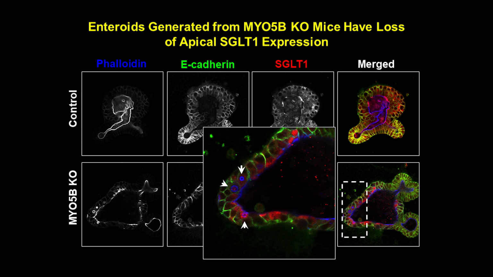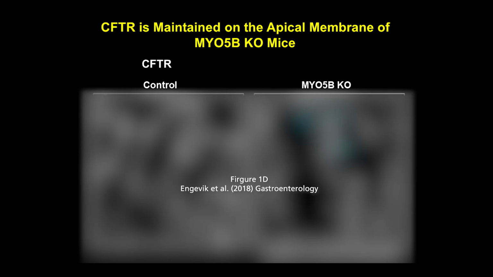Now, the other characteristic that we found in the mice that was unusual in terms of transporters getting to the membrane was CFTR. Here's CFTR in control enterocytes. Here it is in the myo5B knockout mice. And I think you can see here that although there is CFTR in these inclusions, CFTR is very nicely still in the apical membrane.